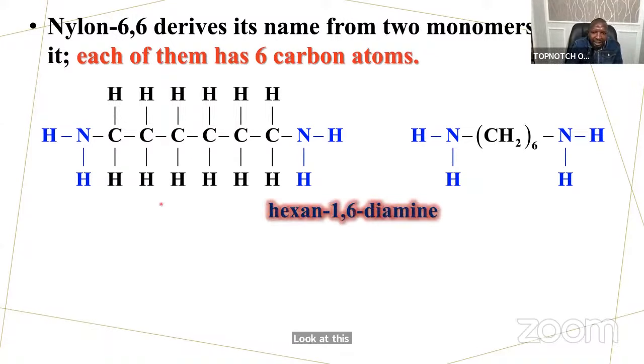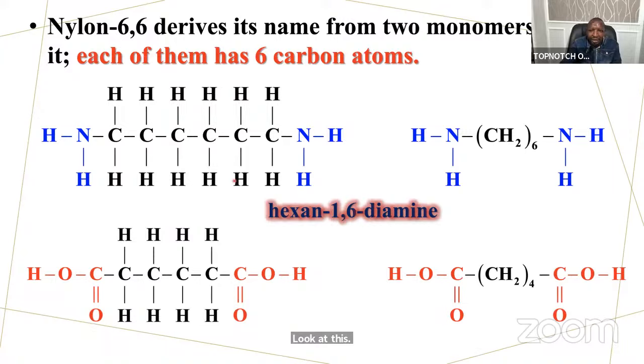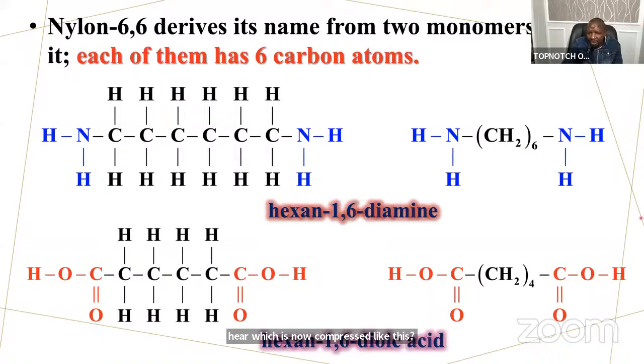This is what we call hexane-1,6-diamine, which is compressed like this. Then we have hexane-1,6-dioic acid, which is summarized like this. I'll advise you as much as possible to simply write the open structures of these. Normally in the book it is written like this. So this is carbon. Let me show you how we arrive at these names.